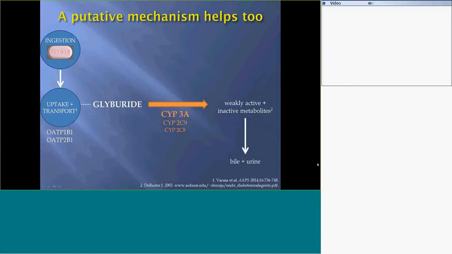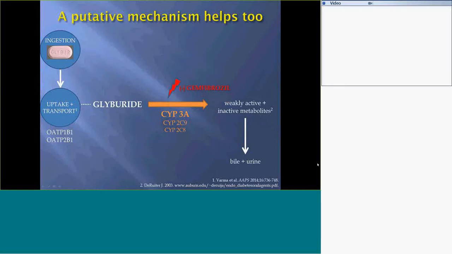Now, as you might have been thinking as I went through that little case, well, what's the underlying putative mechanism here? That would help us understand what might be going on. And this is a very simplistic representation of potentially what could be going on, whereby the patient ingests glyburide, there's some process of uptake and transport of the drug such that it gets into systemic circulation. And then the glyburide is metabolized in the liver by hepatic enzymes, in particular the cytochrome P450 system, maybe 3 different isozymes, primarily 3A, but also 2C9 and 2C8. And the glyburide in its active form is thereby converted to mostly inactive metabolites and then excreted.